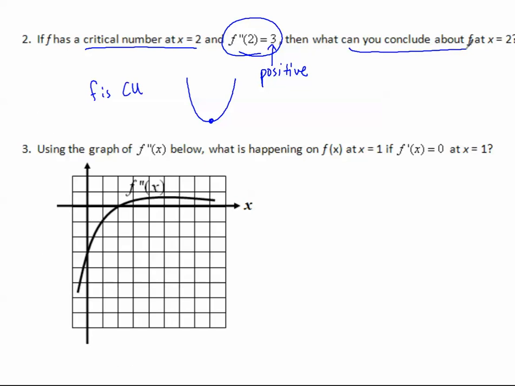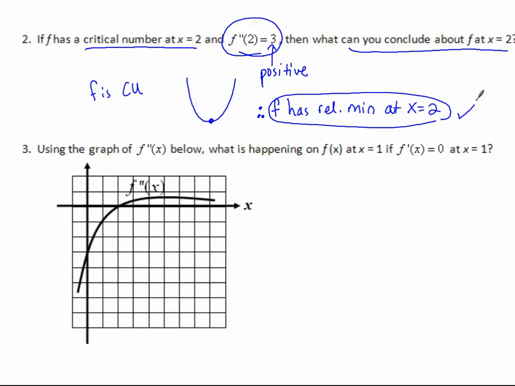What can we conclude about the function at x equals 2? That means there is a relative min. So therefore f has a relative min at x equals 2. That's what we can conclude. Here's another way to look at it graphically.